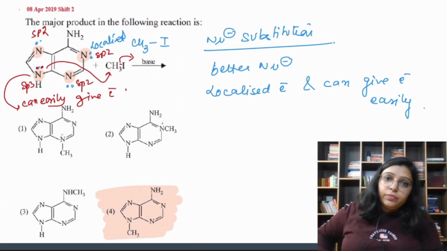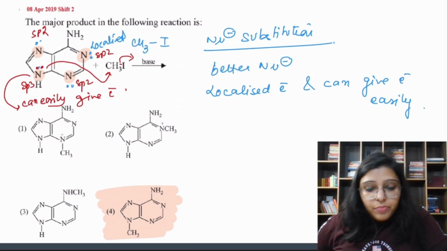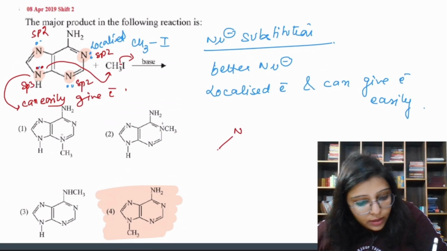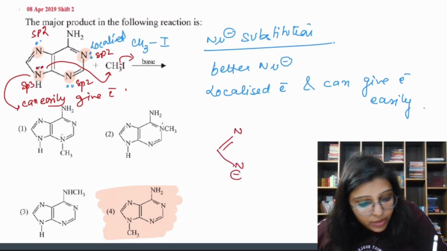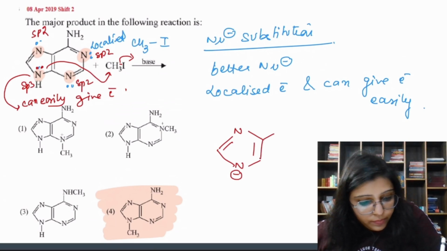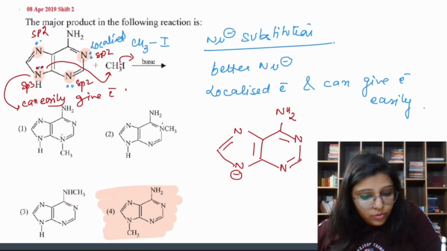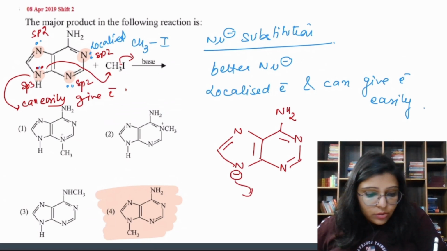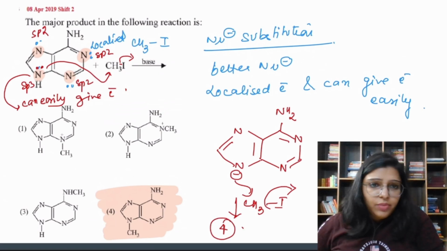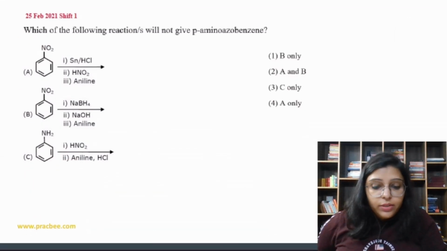Clear? That's it. We have it in the presence of base, so what is the role of the base first? Like we have N, double bond, and N. So the role of the base is first hydrogen abstraction. So we get this. Okay? And this is NH2. Then it attacks the methyl group and iodine leaves, to get option number 4 as the correct answer. Now let's do the next question.